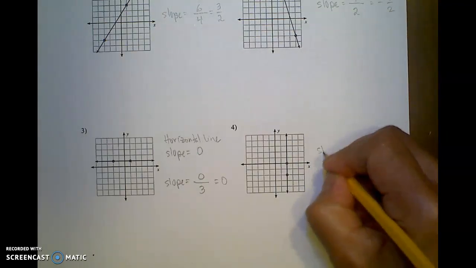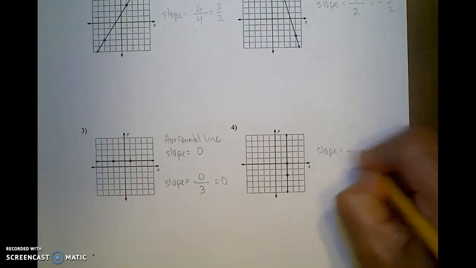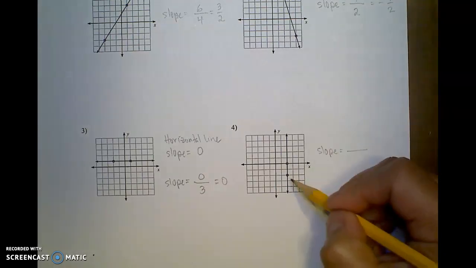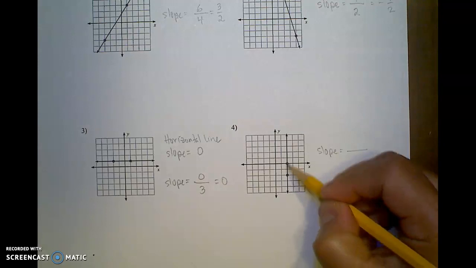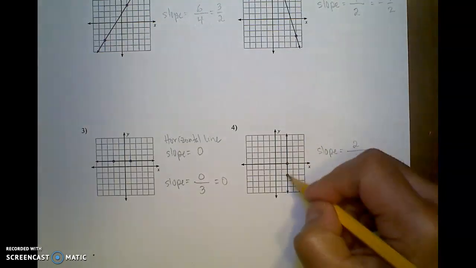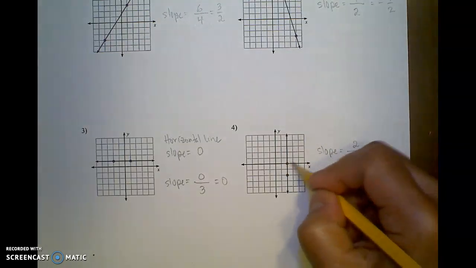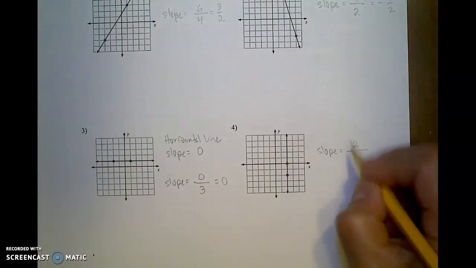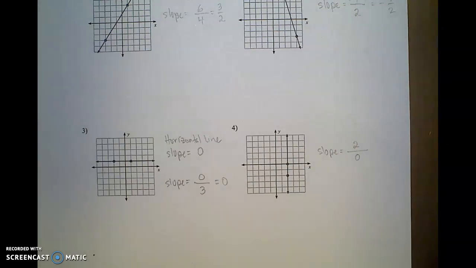Here we have a vertical line. Okay, so again, let's go through the motions of calculating slope, rise over run. I'm going to start with this point, make my way to that point. I'm going to go up 2, so that's a rise of 2, so it's a positive 2. Now I don't have to run anywhere. I don't have to go side to side anywhere, so my run number is 0.